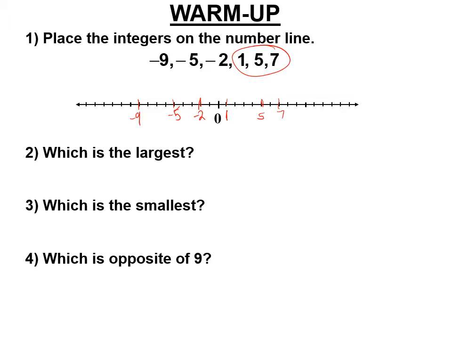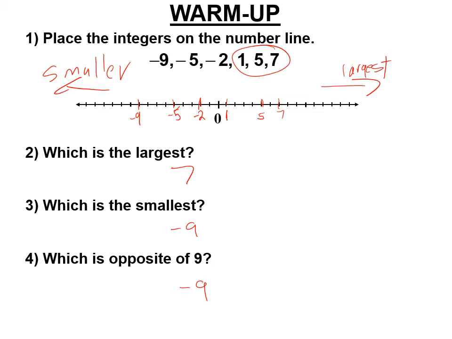Which is the largest? The largest will always be in this direction. We never trick you. It never goes the other way. So 7 is the largest of that list. What is the smallest? Negative 9 is the smallest. The smaller will always be in that direction. Negative 1 million is very small, which is the opposite of 9. The opposite of 9 is negative 9.